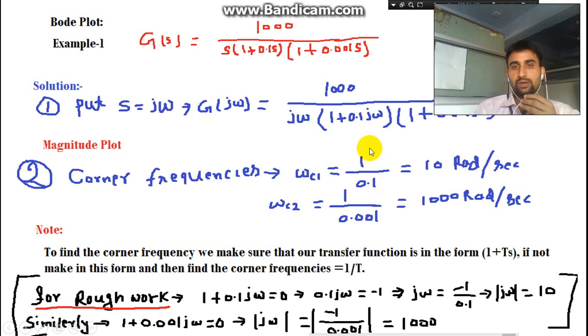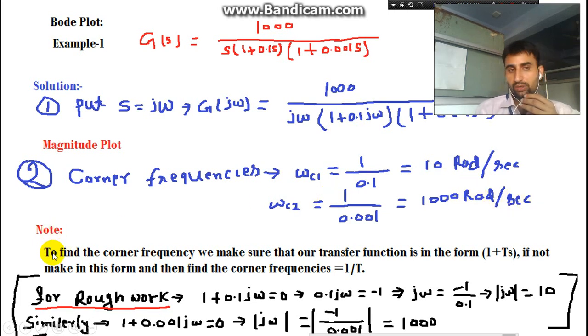Okay, so look here: 1 plus this part is nothing but t, and this is s, which we have replaced by j omega. So omega c1 is equal to 1 divided by this constant, 0.1, and it will become 10 radian per second. Omega c2 is equal to 1 divided by this constant 0.001, and it will be nothing but 1000 radian per second. So radian per second is the unit of frequency which you have to take.